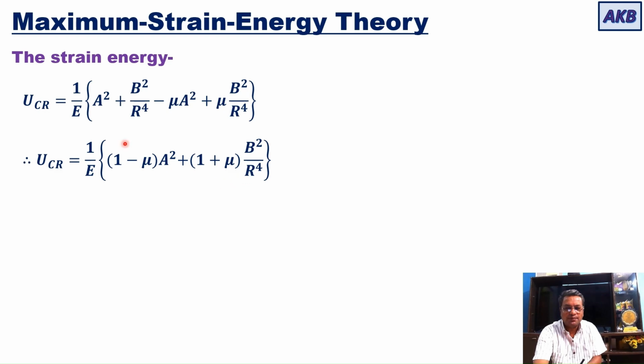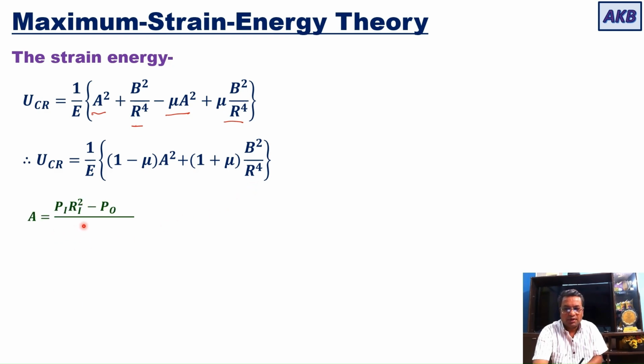So what is done? From this term and this term, we take a square common. So you are left with 1 minus mu into a square. Then from this term and this term, you take b square upon r raised to 4 common. So you get this 1 plus mu into b square upon r raised to 4.